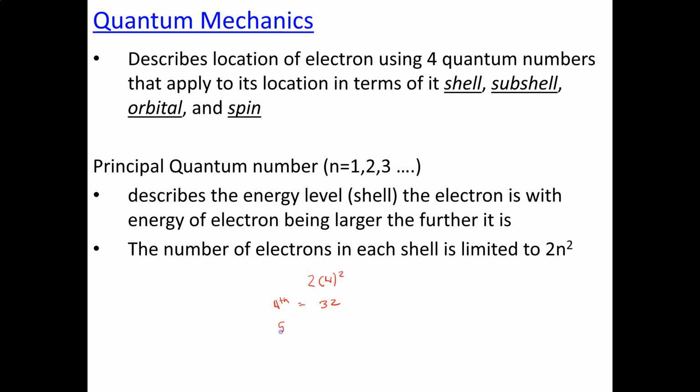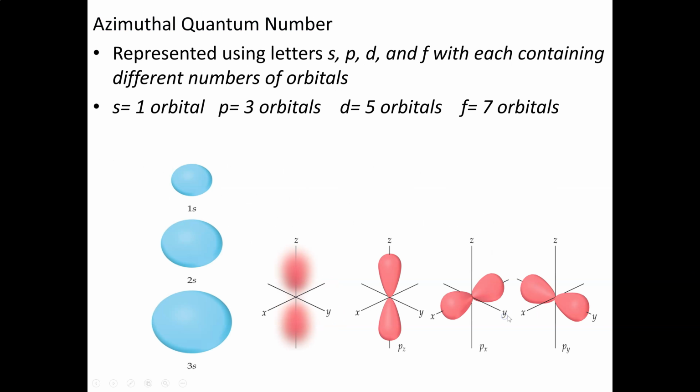What about the 5th shell? Well, you're going to plug in n as 5, just like we did here. So 2 times 5 squared. 5 squared is 25, times 2 is equal to 50. So basically, you're able to figure out how many total electrons are possible using this calculation. That's all it's used for, just to give you an idea how many electrons are possible in a shell.